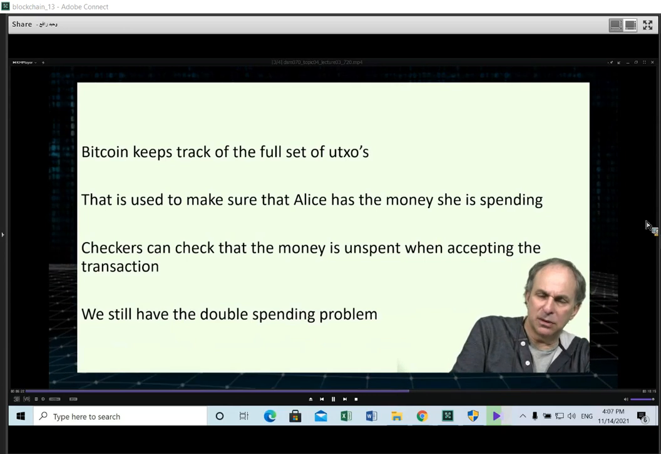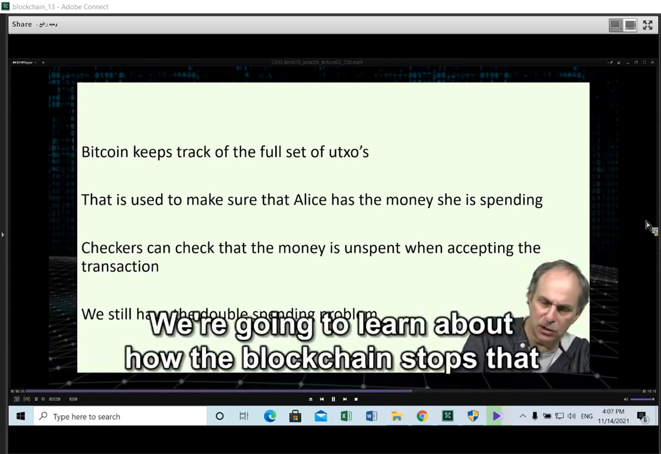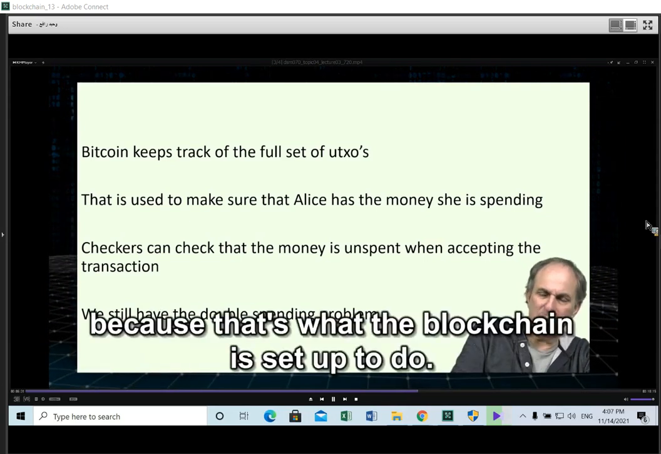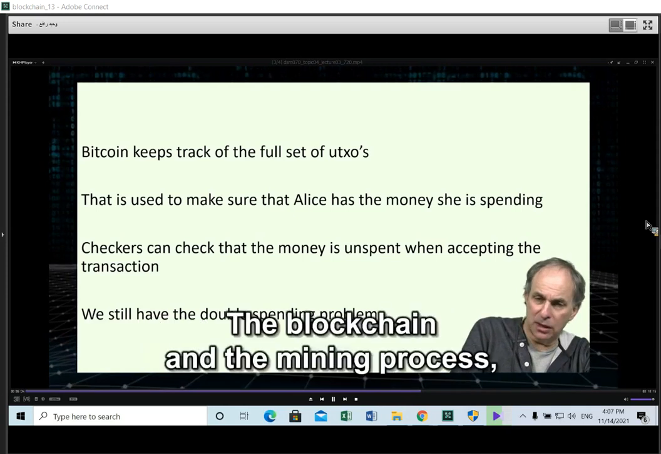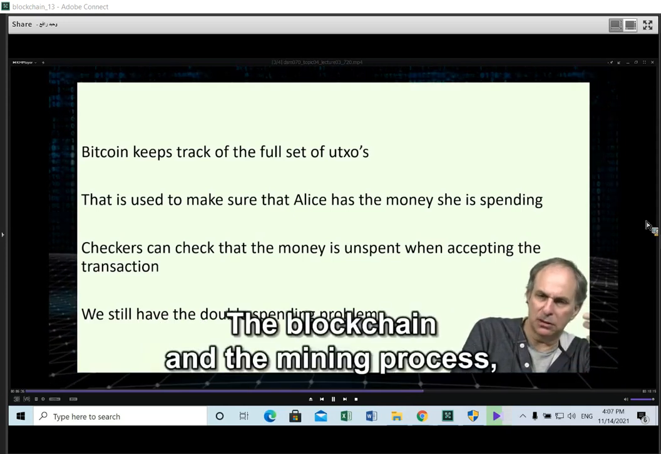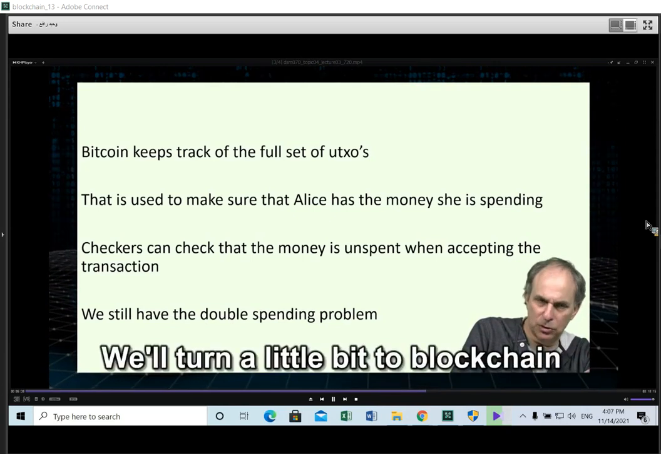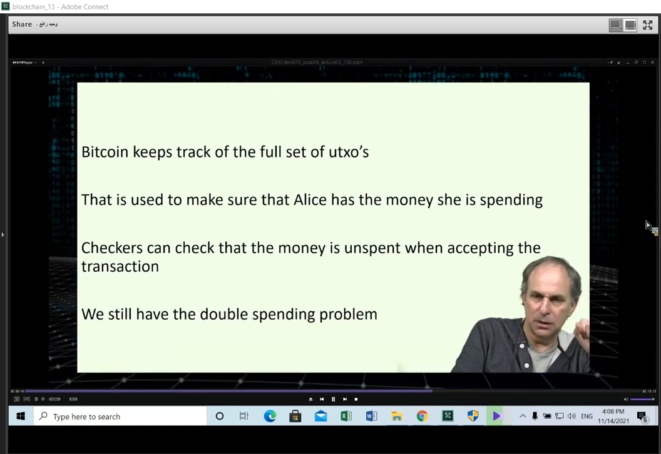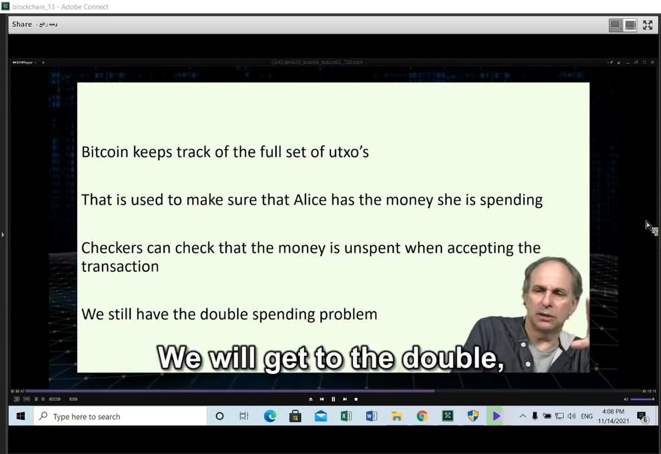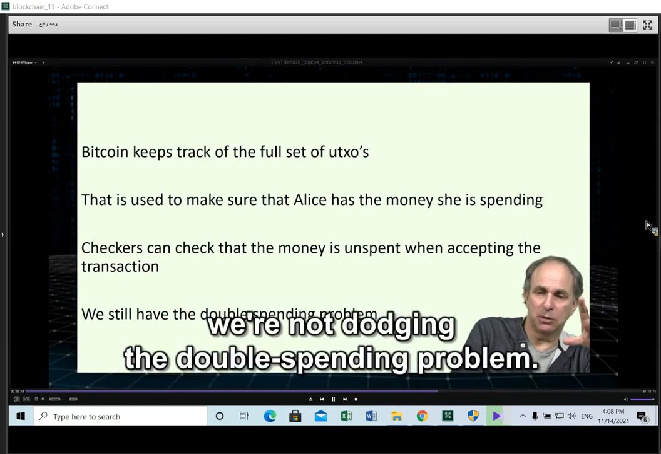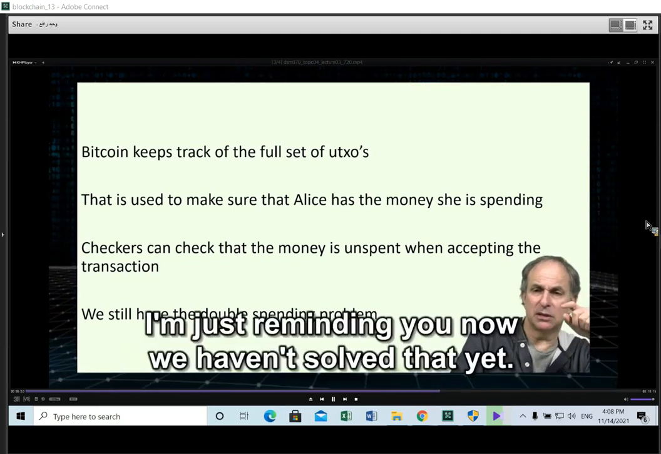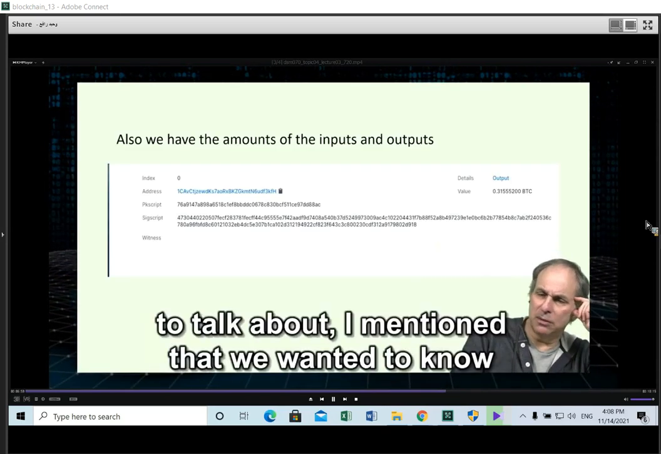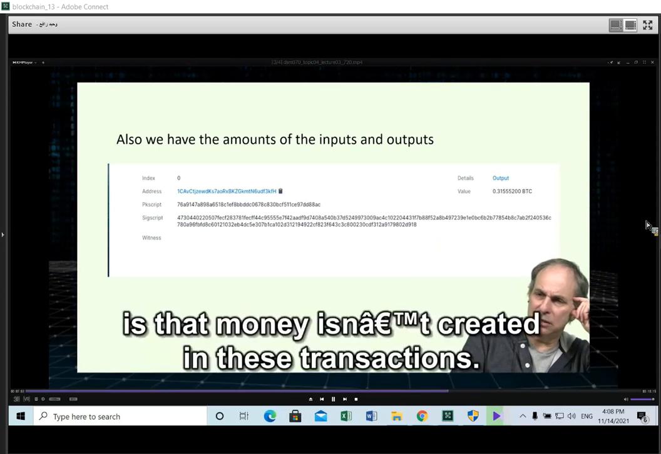And the other thing I wanted to talk about is that money isn't created in these transactions. So in these transactions, you've got outputs and you've got inputs. You've got those unspent transactions there, and this is the input, this is what it's actually going to be, going into the next thing. And so this is the input, these are the outputs, okay? So the sum of all the outputs has to be less than or equal to the sum of the inputs. That's the point about money not being created.